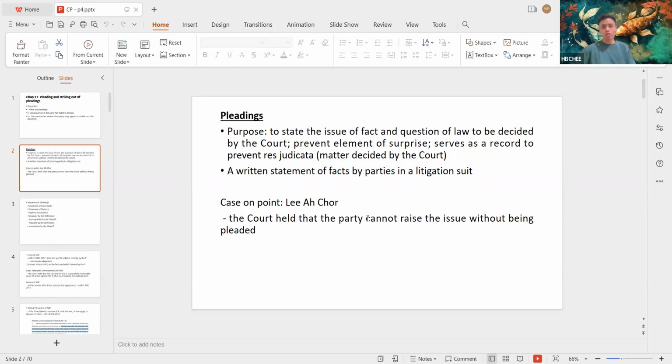So this is the case on point, the Cho case. The court held that the party cannot raise the issue without it being pleaded.